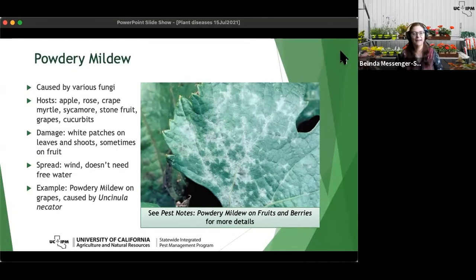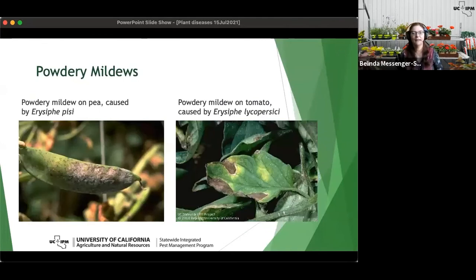Okay, next slide. So here are some more different symptoms of powdery mildew on different hosts. The one on the left is powdery mildew on pea caused by Erysiphe pisi. And the one on the right is powdery mildew on tomato caused by a different Erysiphe, Erysiphe lycopersici. Those distinctive white patches that you might associate with powdery mildew are not present at this time. So these symptoms could fool you into thinking you're dealing with another disease.